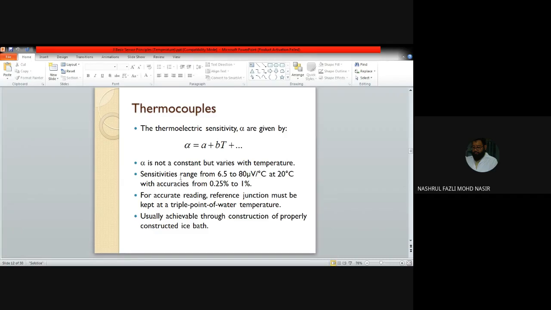And this alpha, the sensitivity, ranges from 6.5 to 80 microvolt per degree Celsius at 20 degrees with accuracies from 0.25% to 1%. So it should be very accurate. If you want to have an accurate reading, the reference junction must be kept at the triple point of water temperature. You can achieve it by having an ice bath.